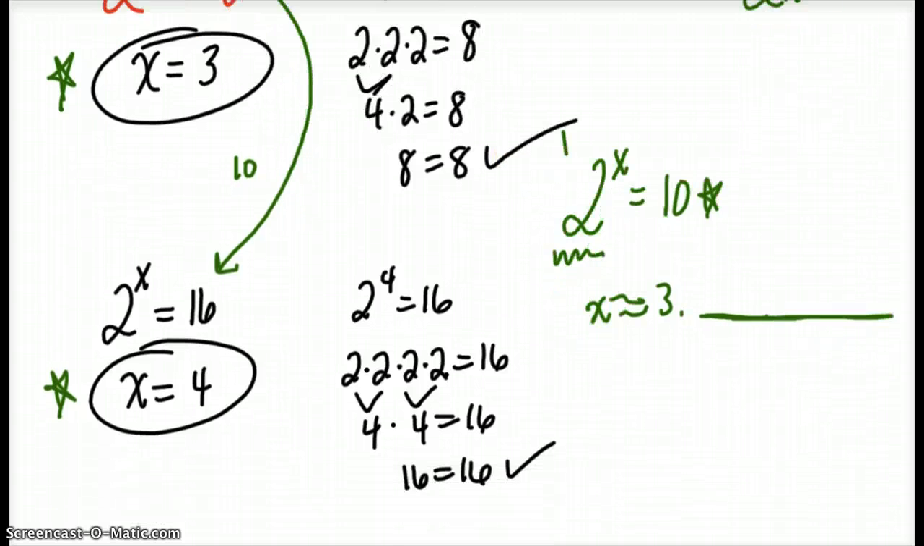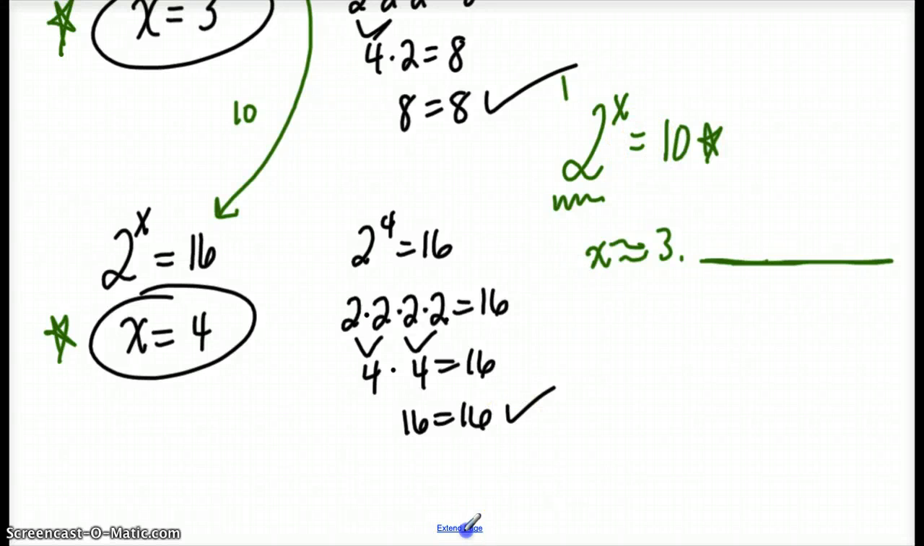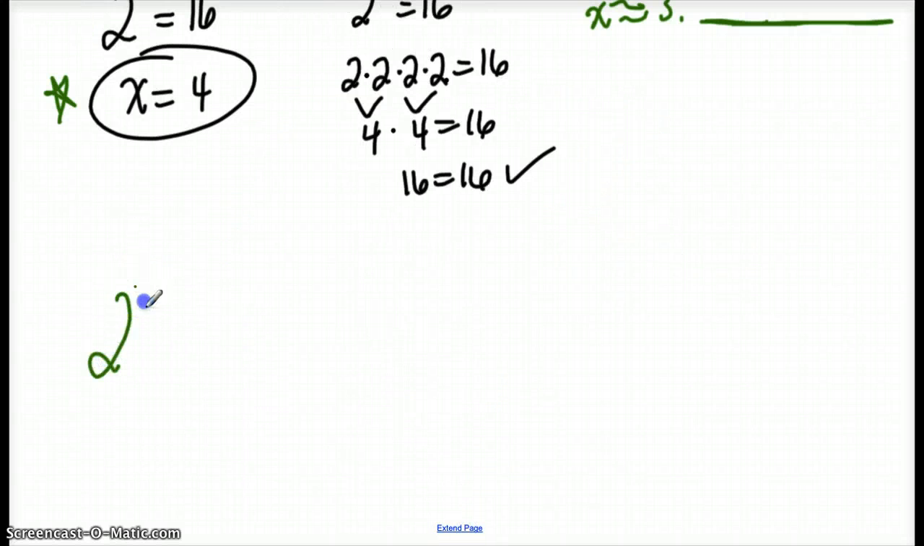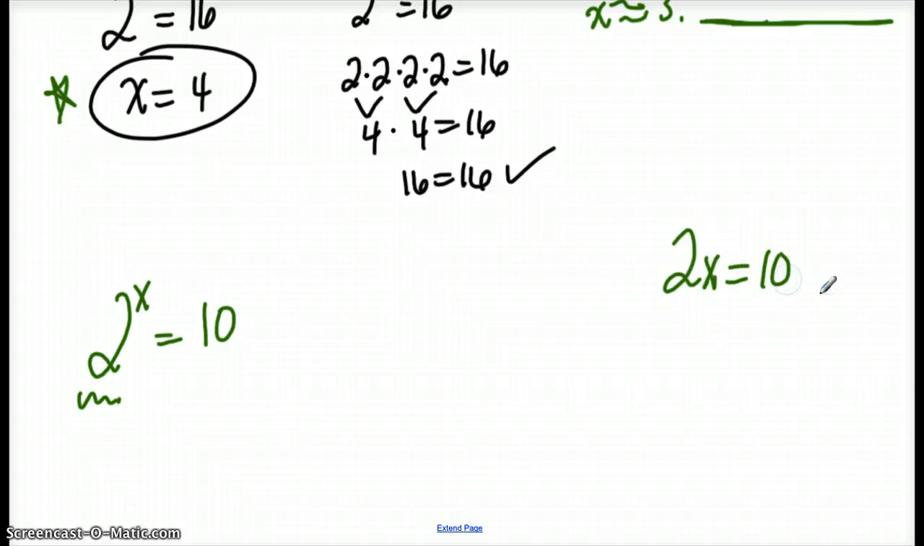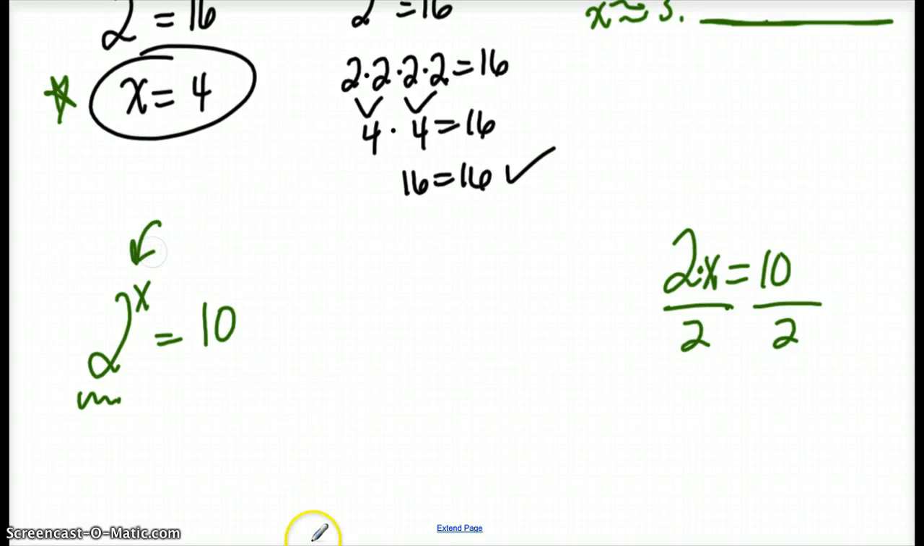Okay, so we'll go ahead and do this other one. Do the 2 to the x equals 10. So you've never had to get rid of a base before. Again, this is different than this problem, because I can get rid of that 2 very easily, because the inverse of multiplication is division. But in this problem, I'm finding the inverse of a base.